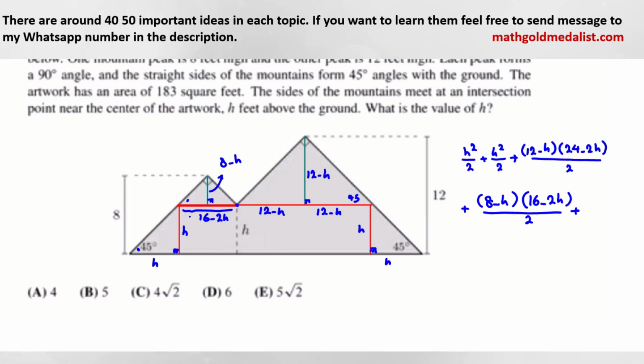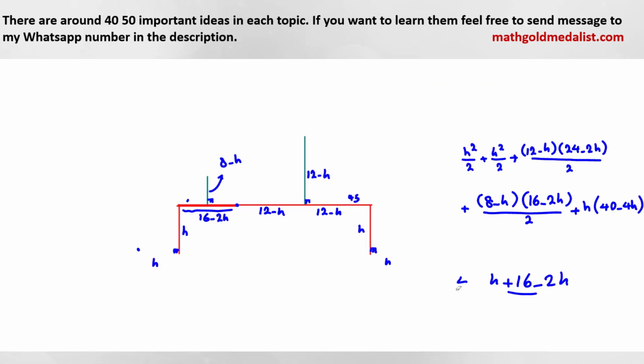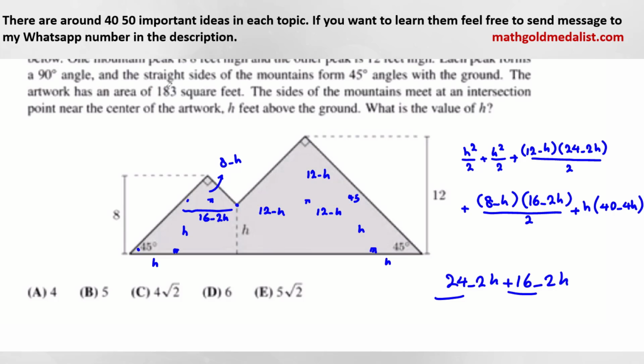Only this rectangle is left. h times this part. So it will be h times 24 minus 2h plus 16 minus 2h. 24 plus 16 is 40, minus 2h minus 2h, minus 4h. Now we shouldn't divide by 2, because here it's a rectangle. Let me draw our lines again. This one.